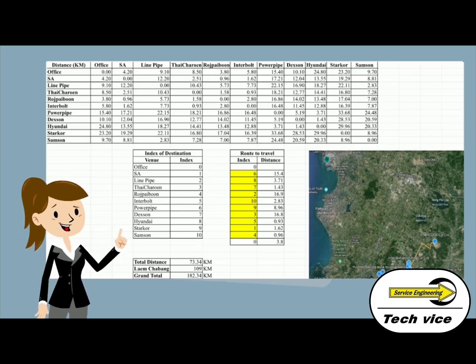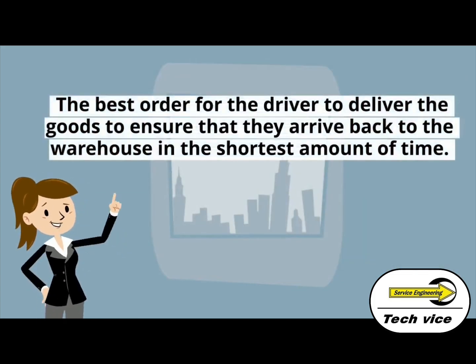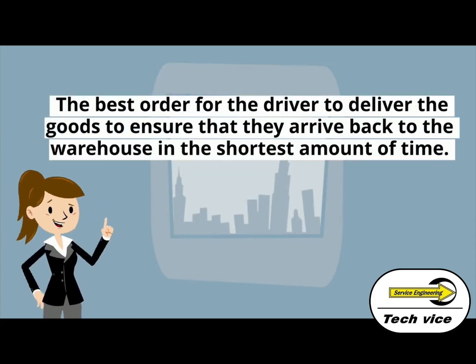The graph includes the distance traveled from the customers and vendors. Then the solver proposes the best order for the driver to deliver the goods to ensure that they arrive back to the warehouse in the shortest amount of time.